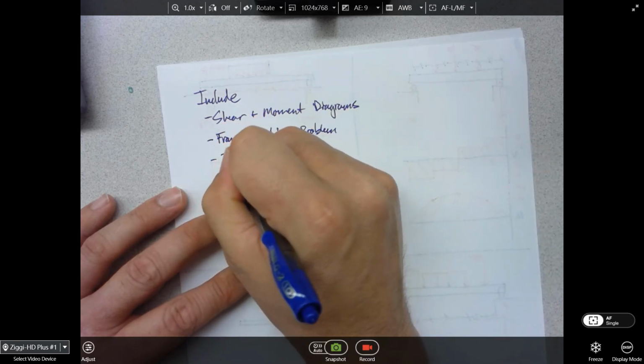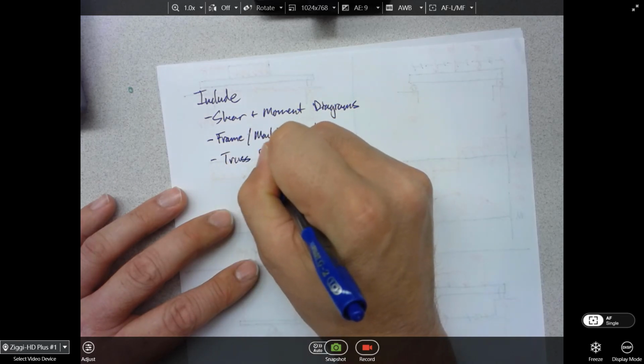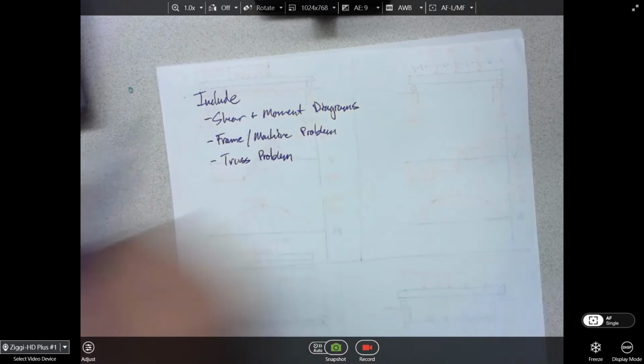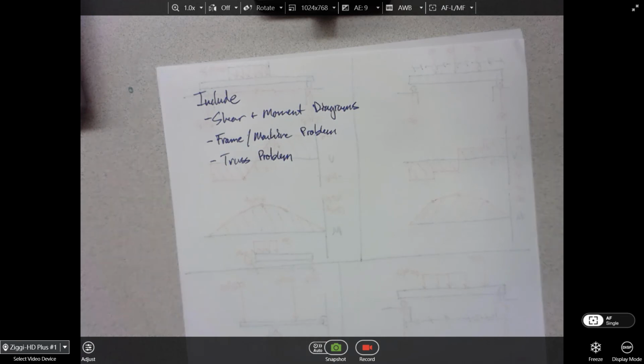It will include a frame machine problem. It will include a truss problem. How can you tell the difference between a truss problem and a frame machine problem? Two force members. Trusses only have loads applied where? At the joints. Okay.